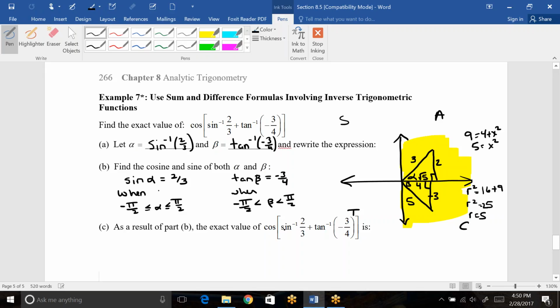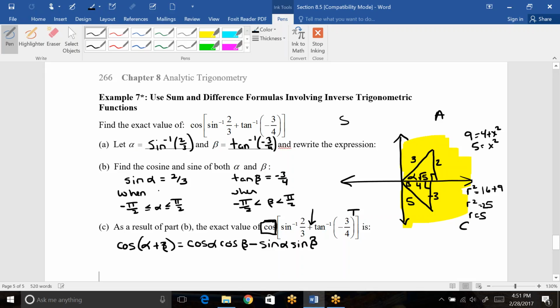Okay, now that we have those pieces, look what we're ultimately trying to do. We're trying to do cosine, and this cosine has an addition sign between it. So essentially we're trying to do cosine of alpha plus beta, because alpha and beta are standing in for those big things that we were given inside. So this means that we need to be doing cosine alpha, cosine beta, minus sine alpha, sine beta.